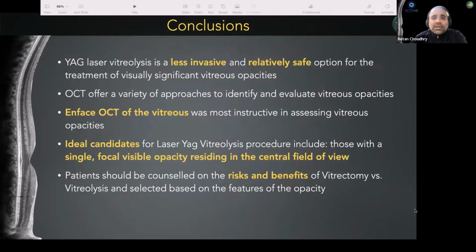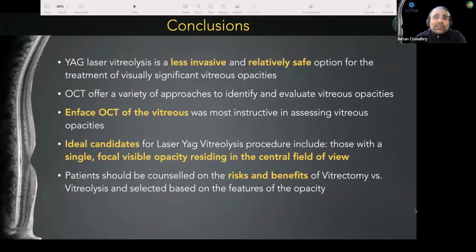OCT offers a nice approach to being able to identify these opacities, and using an en face approach actually is quite a bit more meaningful. And the ideal candidates, especially when you're starting out, should be single focal visible opacities residing in the central field of view. And obviously having a long discussion with the patients about the risks and benefits.